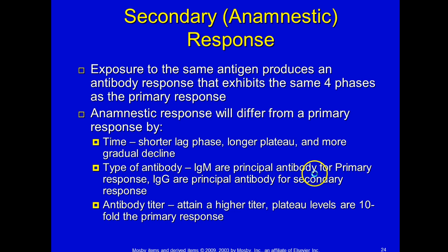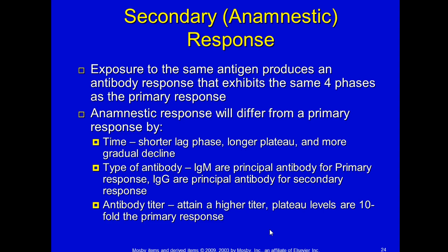IgM always comes in, but IgG comes in faster with the secondary. So here's more information on your secondary response. It's exposure to the same antigen, an antibody response that exhibits the same 4 phases as the primary response, but shorter lag phase, longer plateau, and a more gradual decline. IgM is a principal antibody for primary, but IgG is a principal antibody for secondary. As I showed you, IgG is much larger here.